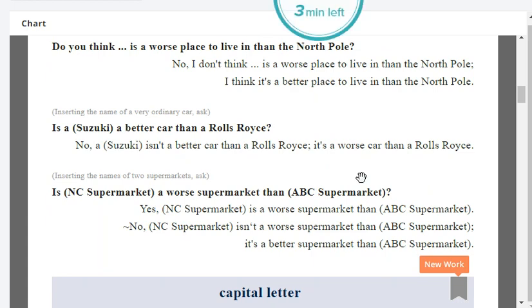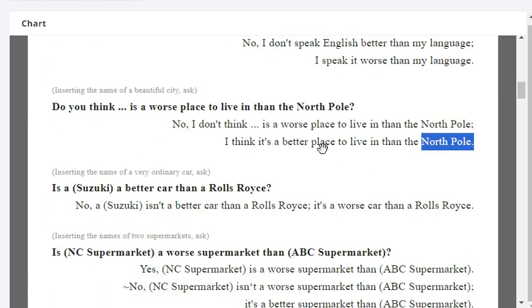What does North Pole mean? The North Pole is located on the very top of the Earth. It's very snowy, very cold. Yes. North Pole. I see. Oh, okay.